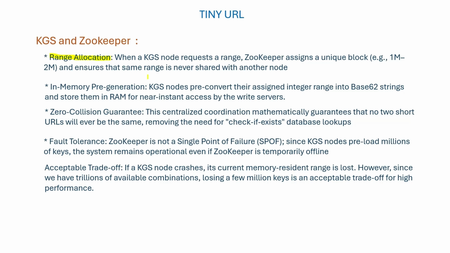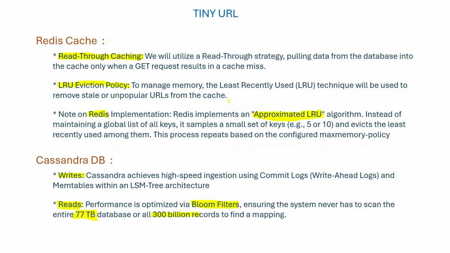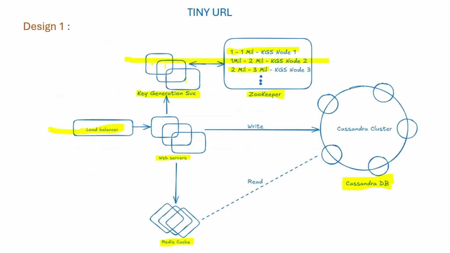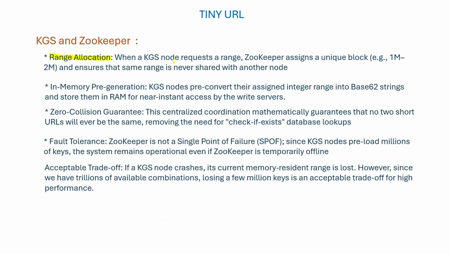Once ZooKeeper assigns this range to node 1, it will never be shared again with the same node or a different node in the future. Suppose node 1 crashes here, and it has used only 500 unique numbers out of the 1 million. The whole set of remaining numbers will not be used again. And when node 1 comes up again and asks for a range, it will be given a new range, and the previous range would have been lost.